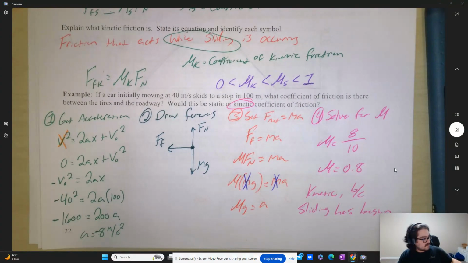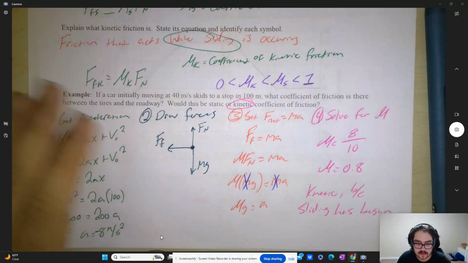I believe that's it for horizontal motion. Yep, that's it for horizontal motion. So live, laugh, love.